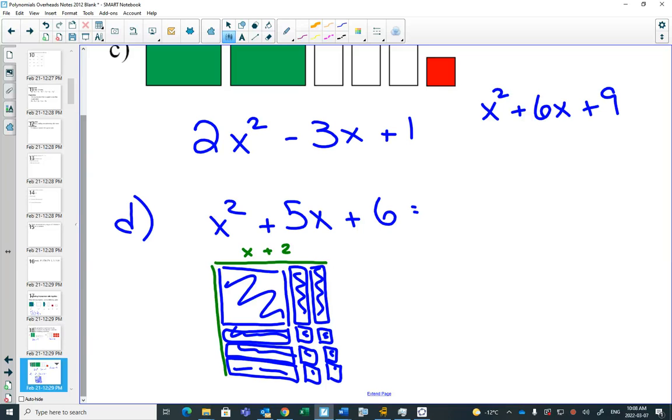How long is this side? Well, the whole thing is an x squared, but the side length is an x, because an x times an x would make an x squared. So this length would be x plus 3. And since length times width is area, and the whole thing is shown with your area, x squared plus 5x plus 6, you could say that this is equal to, and this is grade 10 math, x plus 2 times x plus 3.